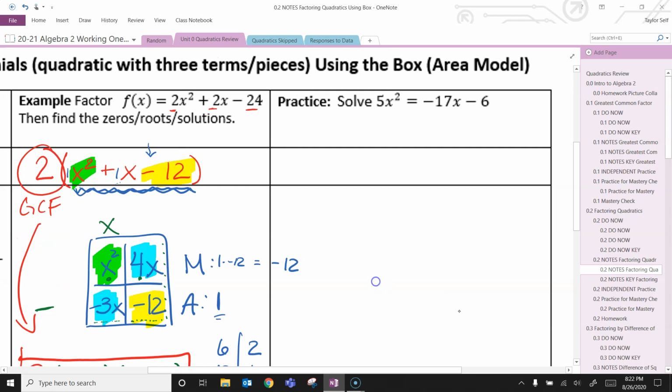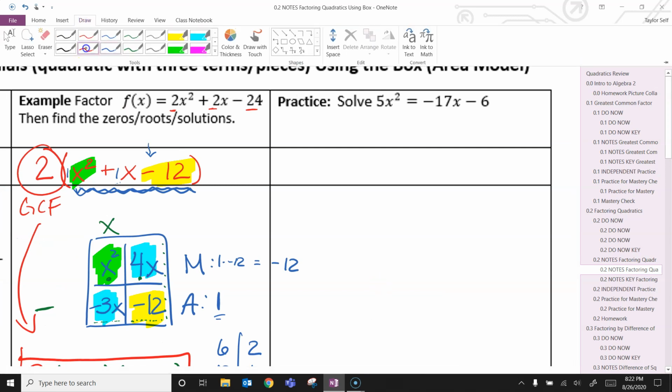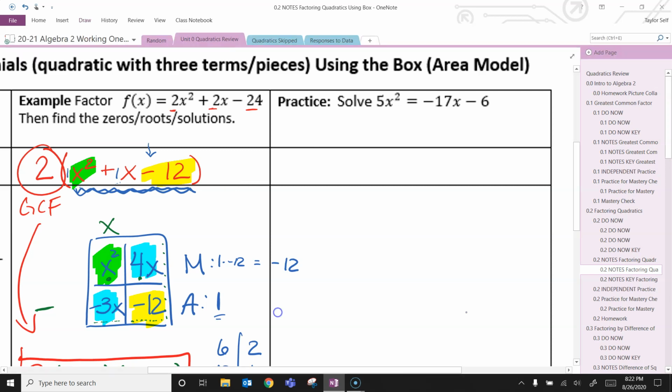Is it in standard form? No, it's not. So let's make sure we get it in standard form first. We need to move something over. We always want this thing to stay positive. Is it positive right now? Yes, it is. So that means leave it on that side. Move everything else. So we're going to do plus 17x, opposite signs, right? Inverse operations, plus 6, plus 17x, plus 6.